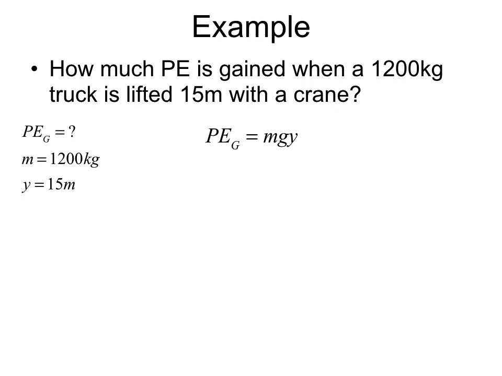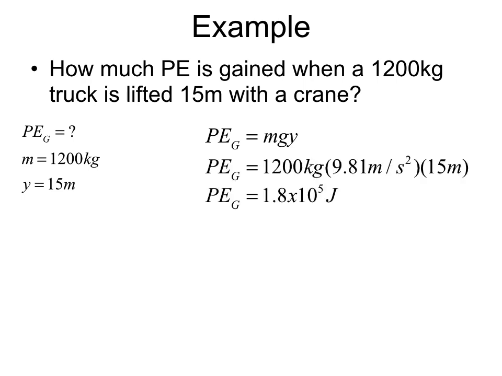We have our equation. In this case, we don't have to rearrange anything, so we'll just substitute our values in. Calculating it gives us 1.8 times 10 to the 5 joules.